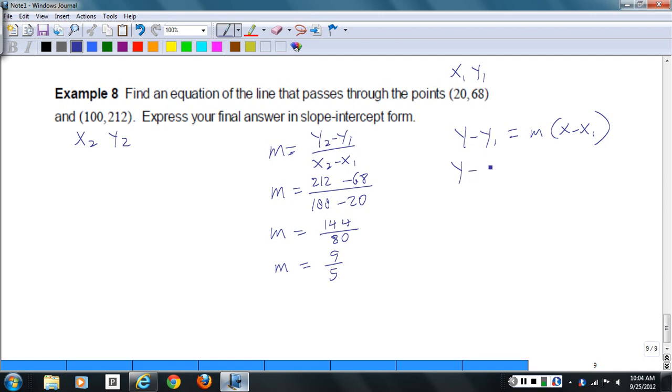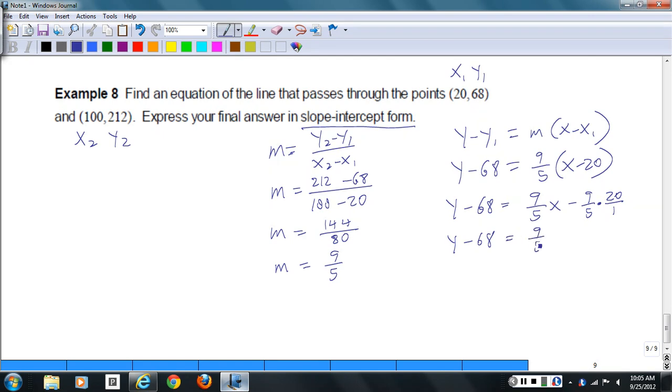y minus 68 equals 9/5 times x minus 20. This is an equation of the line that goes through these 2 points. But the problem says put the final answer in slope-intercept form, so we keep working on it. Simplify the right-hand side. Isolate the y on the left-hand side. y minus 68 equals 9/5 times x minus 9/5 times 20 over 1.